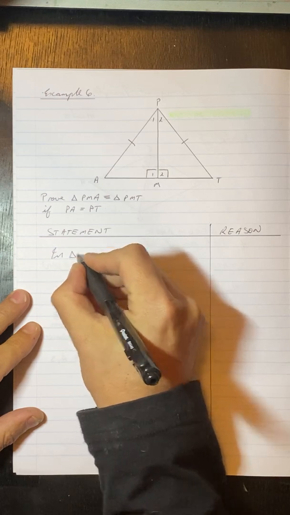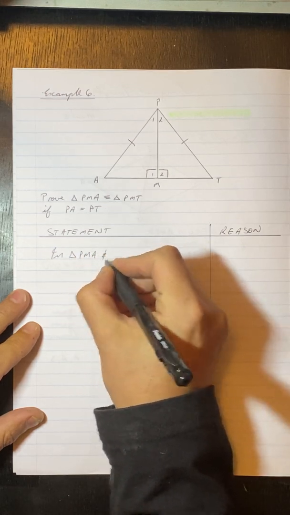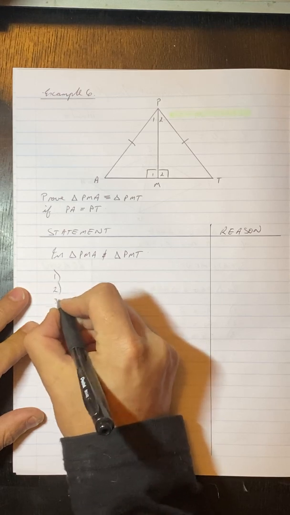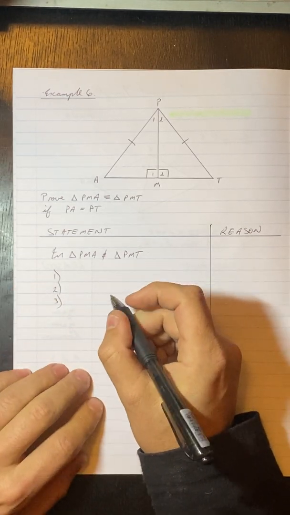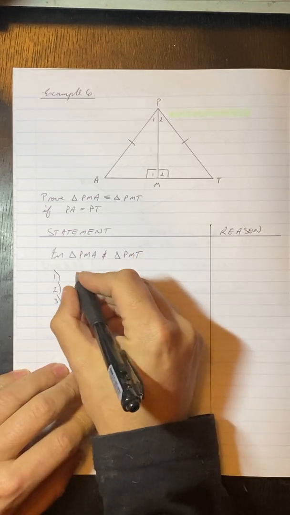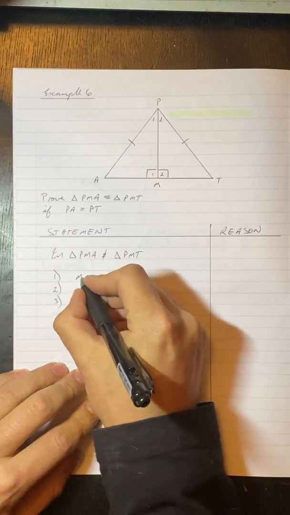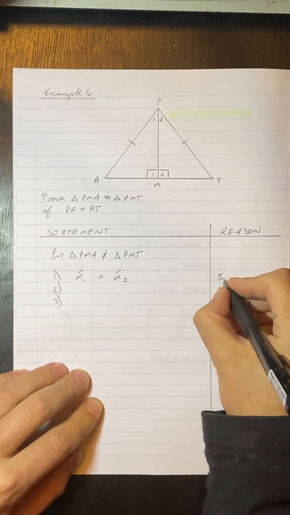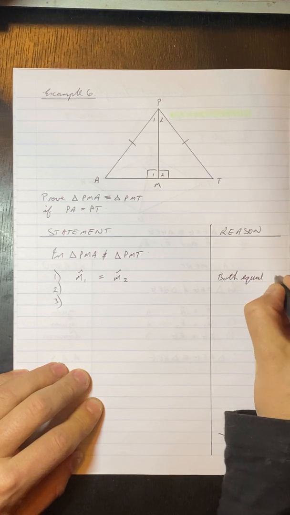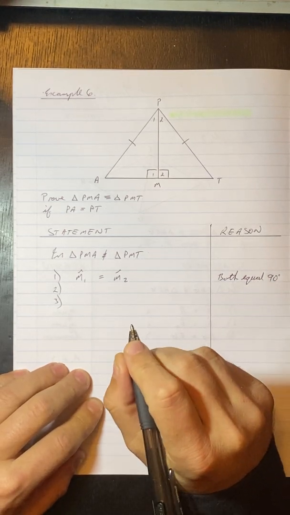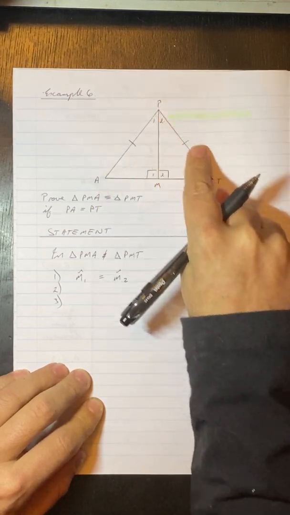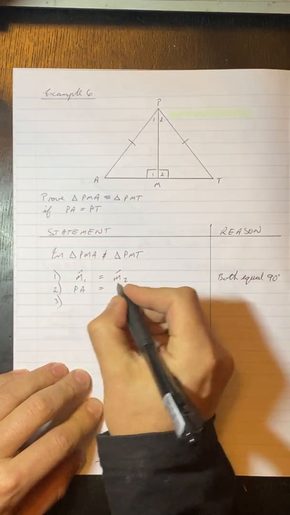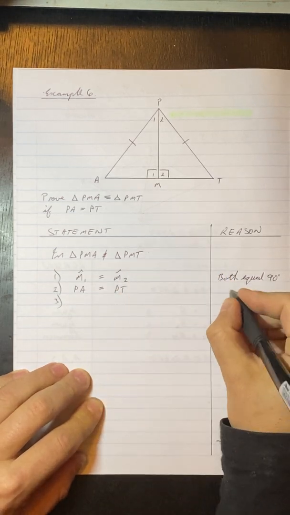So in triangle PMA and triangle PMT, 1, 2, 3. The first thing I'm going to say is angle M1 equals angle M2. So M1 lies in the PMA triangle. So M1 equals M2. My reason for this, both equal 90 degrees. The next thing I'm going to say is that this PA is equal to this PT. And PA lies in the PMA triangle. So PA equals PT. And that was given to us.